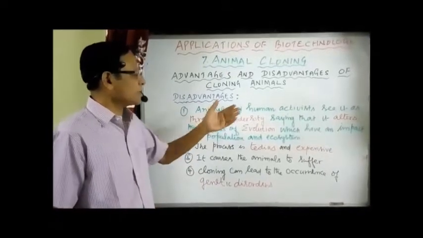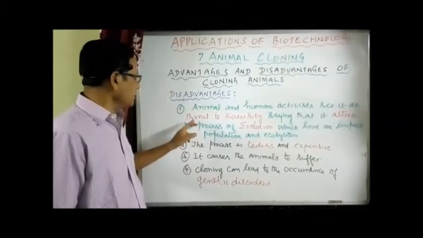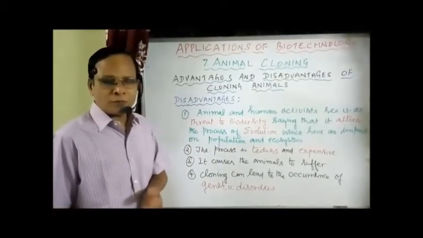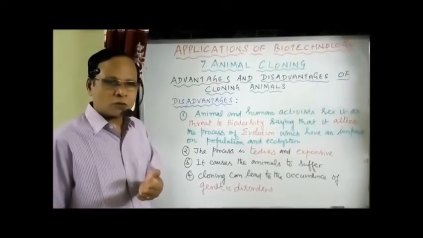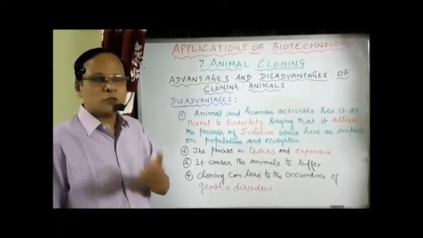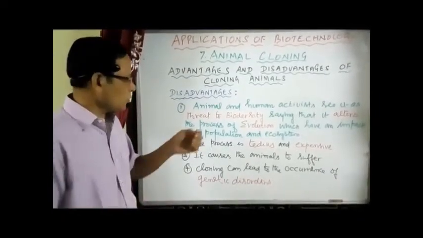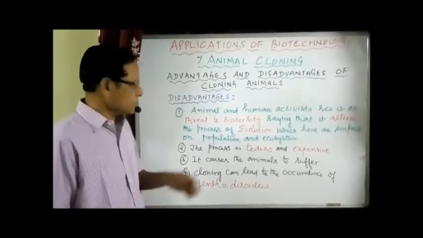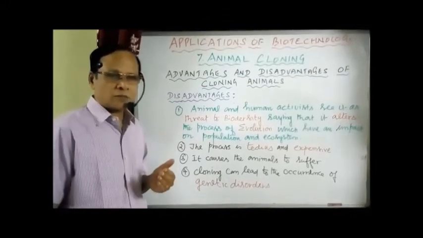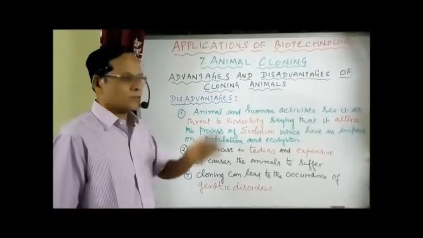So animal and human activists see cloning as a threat to biodiversity. Though it has a role in biodiversity, in developing the endangered animals which are facing extinction, that is one advantage, the same thing is also a threat to biodiversity. They are saying that it alters the process of evolution.